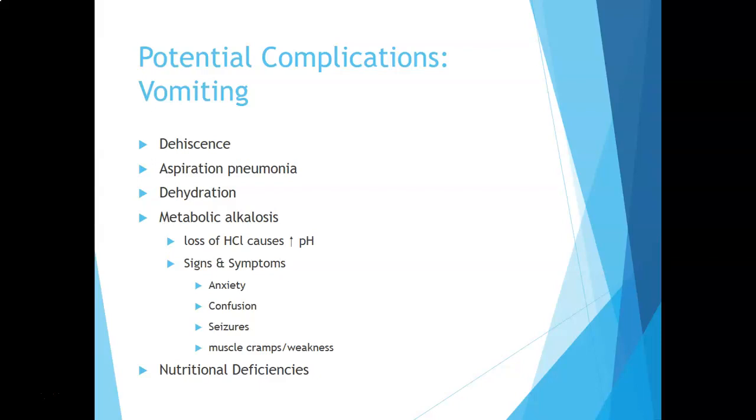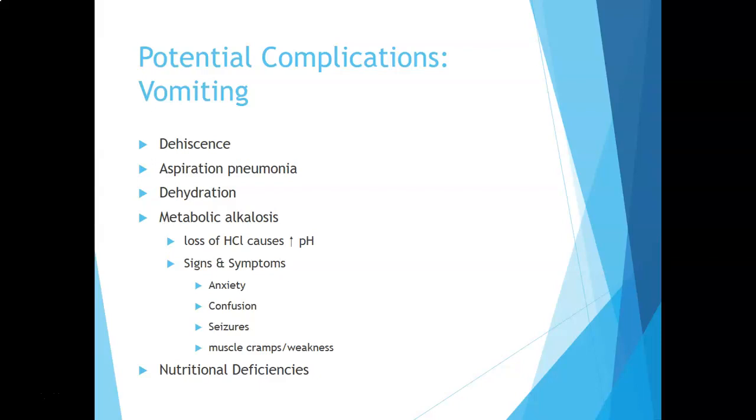Dehydration, of course, if someone is constantly losing fluid through emesis, or if they are unable to take in fluid because of nausea. This can result in metabolic alkalosis. So the loss of hydrochloric acid in the stomach causes an increase in the pH. Signs and symptoms will eventually include anxiety, confusion, seizures, muscle cramps, or weakness. Just something to be aware of going forward.